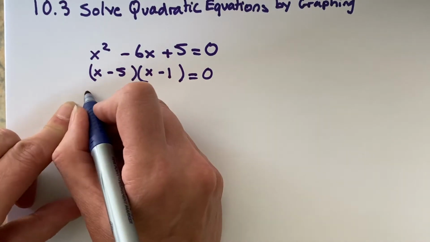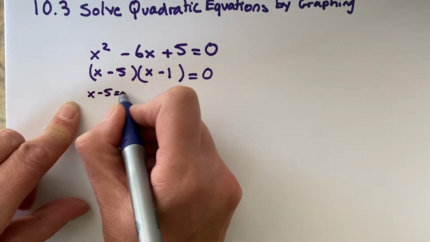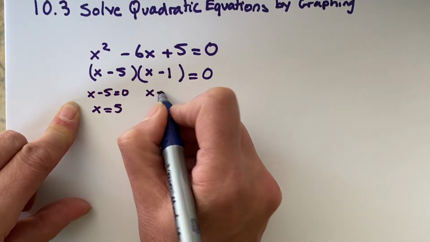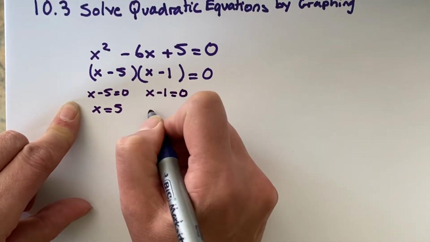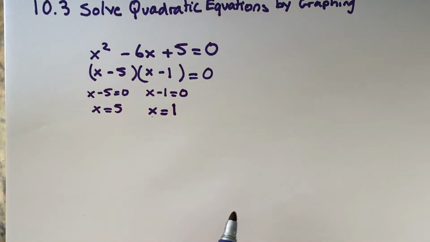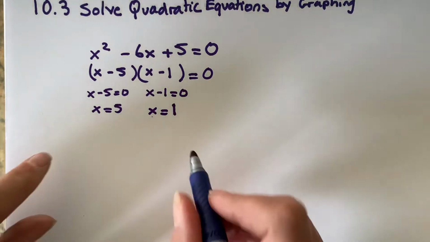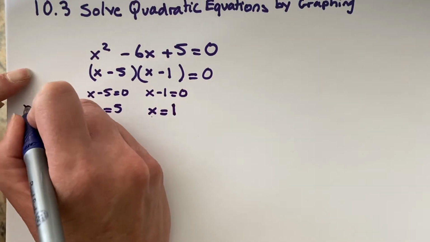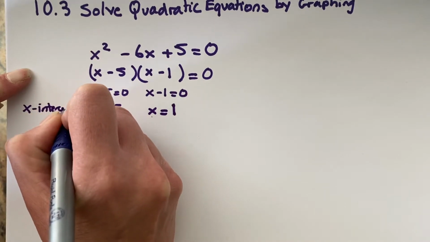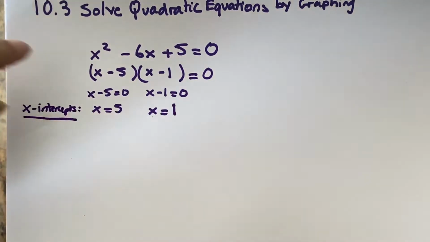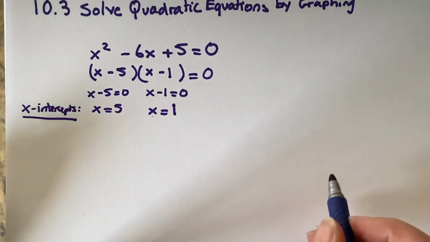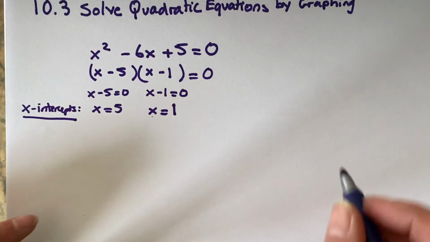And we would set this equal to 0 and solve: x equals 5. And then we set this one equal to 0, x minus 1 equals 0, and we know that means x equals 1. And I showed you, and we talked about the fact that these are actually the x-intercepts. And I mentioned that we're going to be talking about that a whole lot more as we looked into graphs.